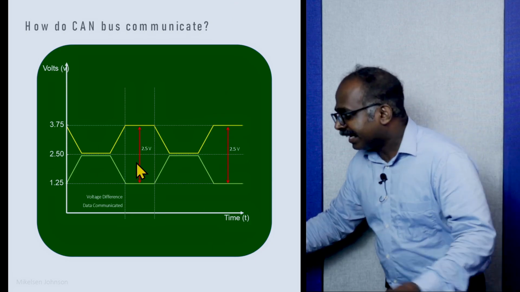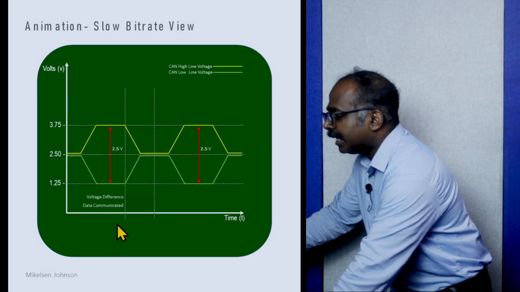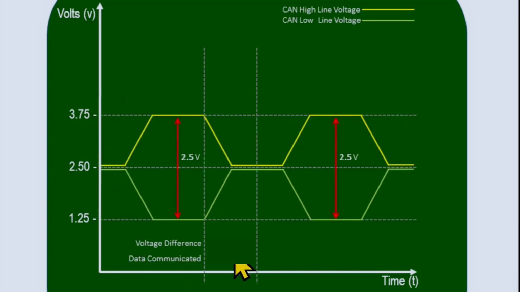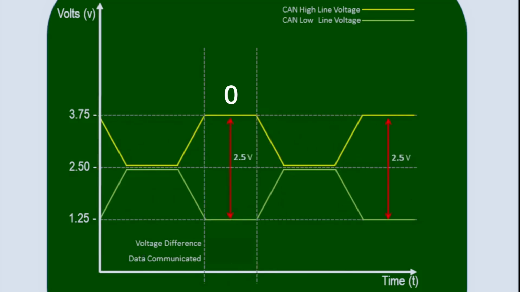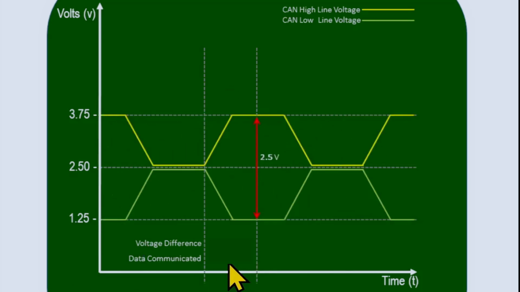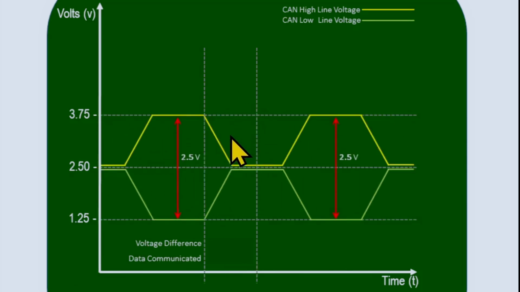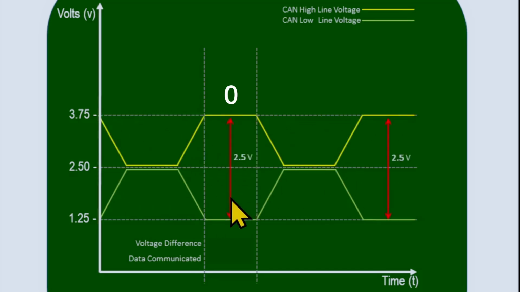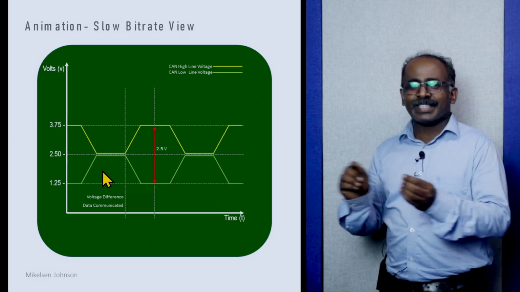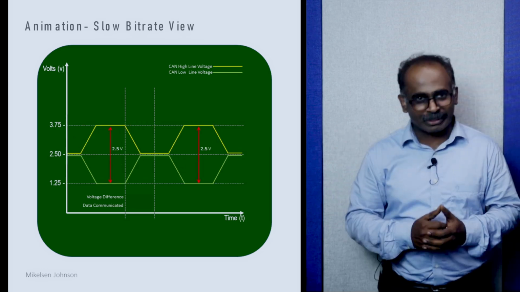This is the way it is communicating. You can see here in the next graph, you will be able to see like this. See, 1, 0, 1, okay, 0. Listen carefully. So yellow stands for CAN high. When there is a difference between both the cables, it's a communication 0. When there is no difference, digital signal 1. This is the way it is communicating between the modules.